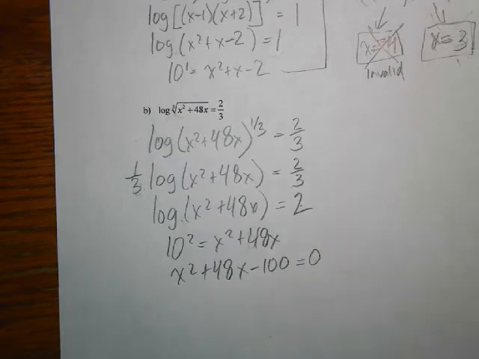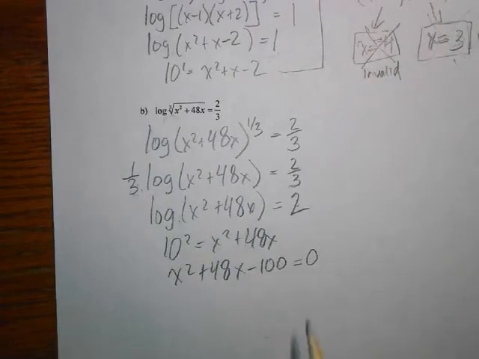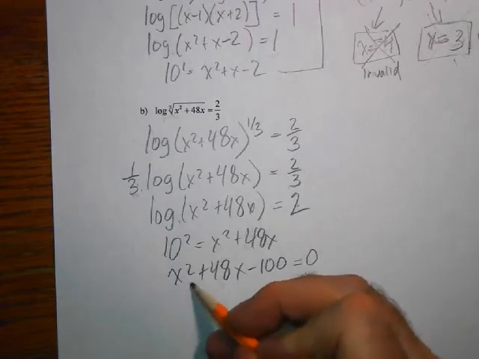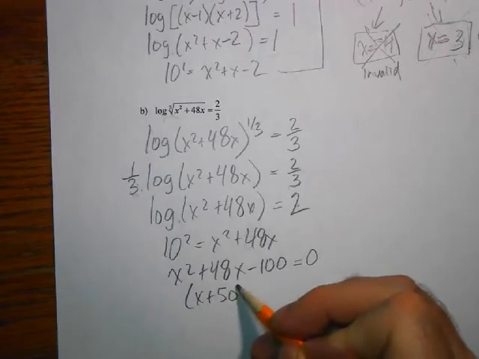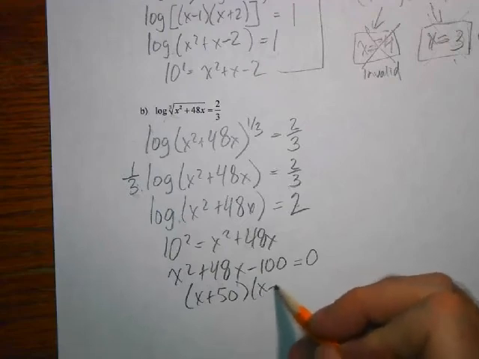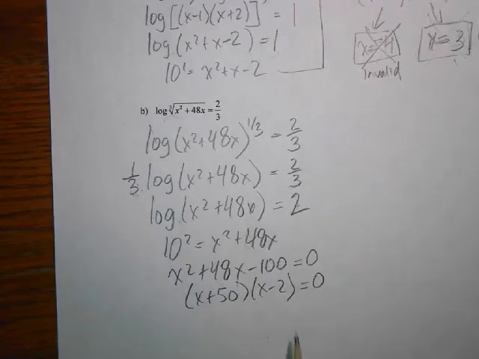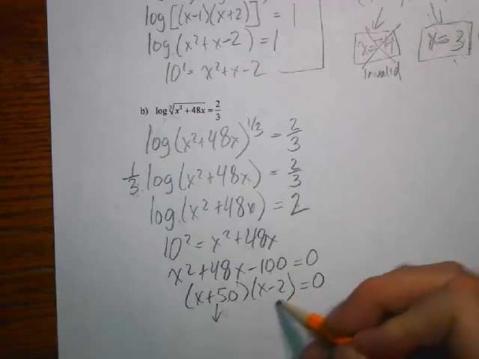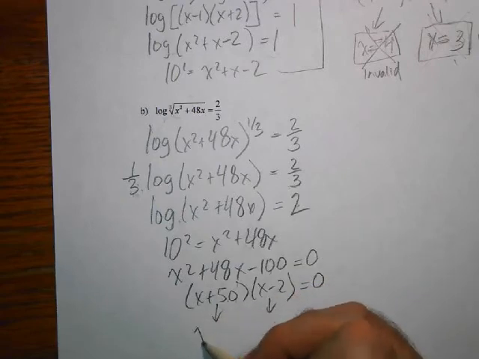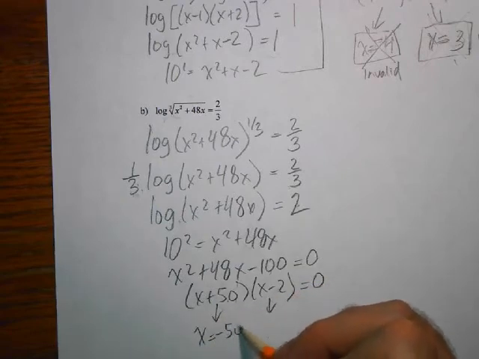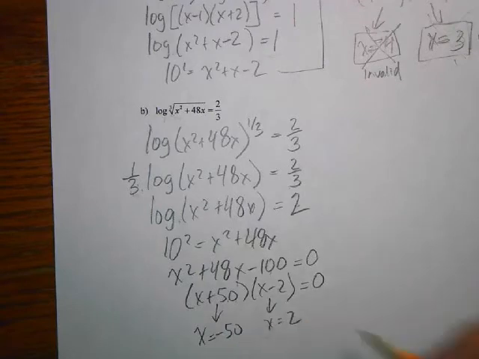Okay, and now we solve the quadratic either through factoring or quadratic formula. This actually does factor: x plus 50, x minus 2. Multiply, we get negative 100. Add, we get 48. Okay, and the solutions, I'll be a little more careful this time. The solutions are x equals negative 50, x equals 2.